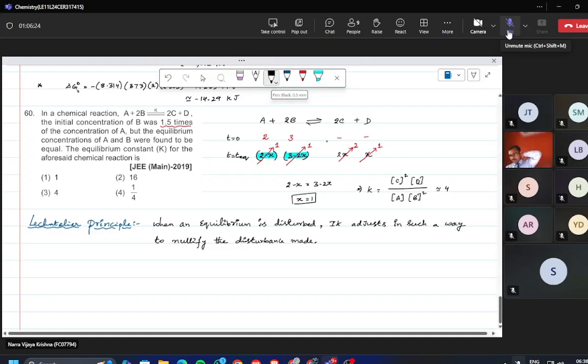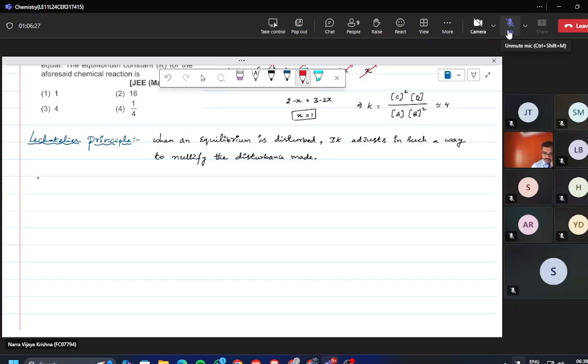Over. For example, N2 plus 3H2 gives rise and form 2NH3, and it is an exothermic reaction. This is the equilibrium reaction given. Now I am trying to disturb it. You tell me what disturbance I need to create. You tell me, I will do it. In what way I need to disturb it? Which concentration? Whatever you tell, I will do.